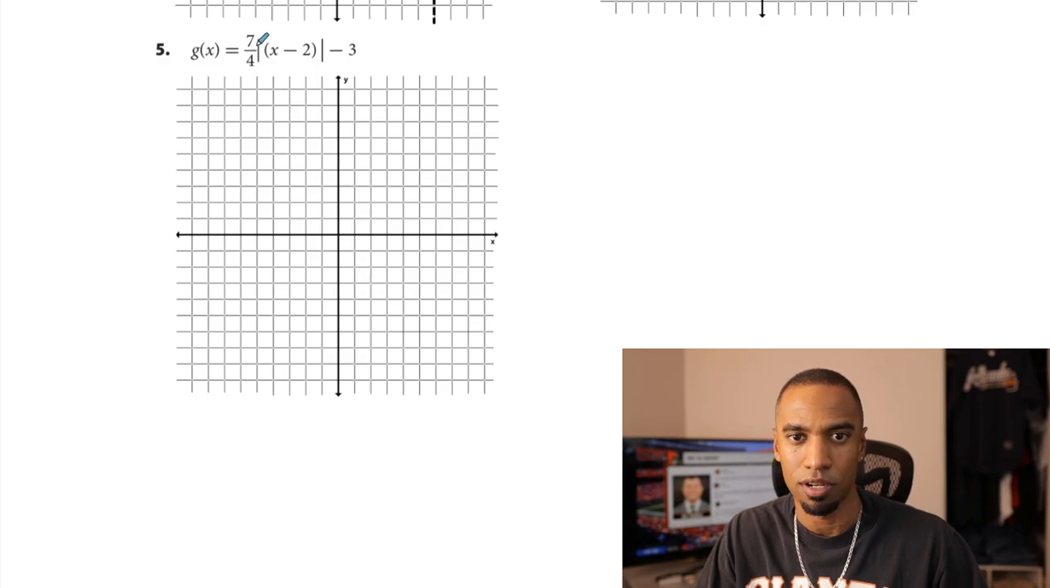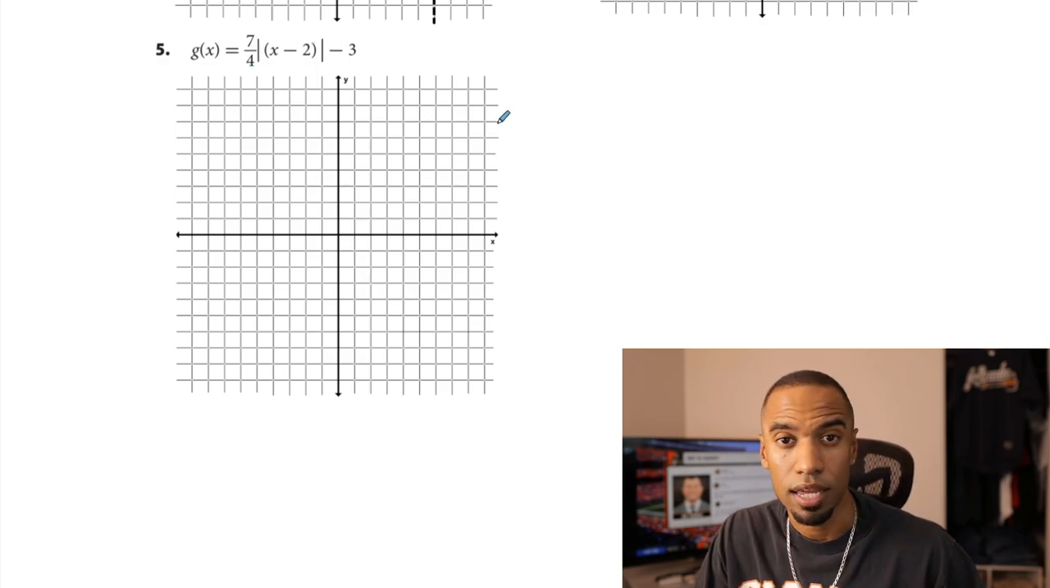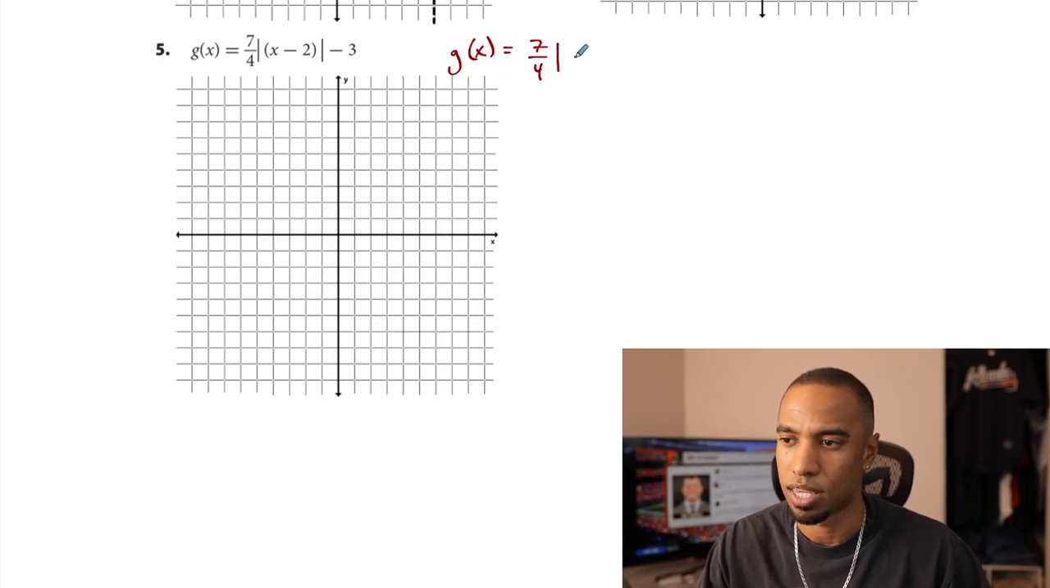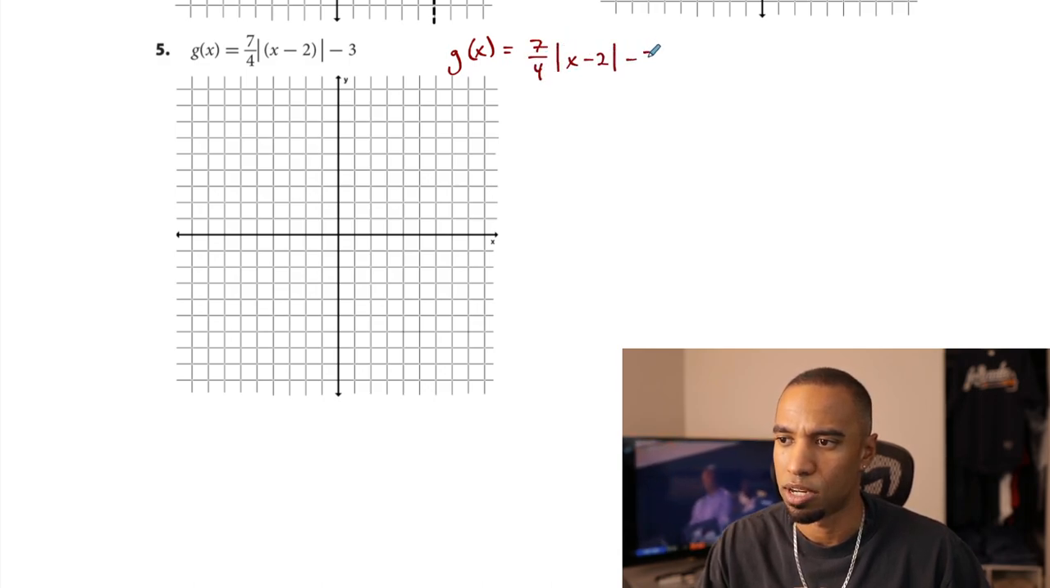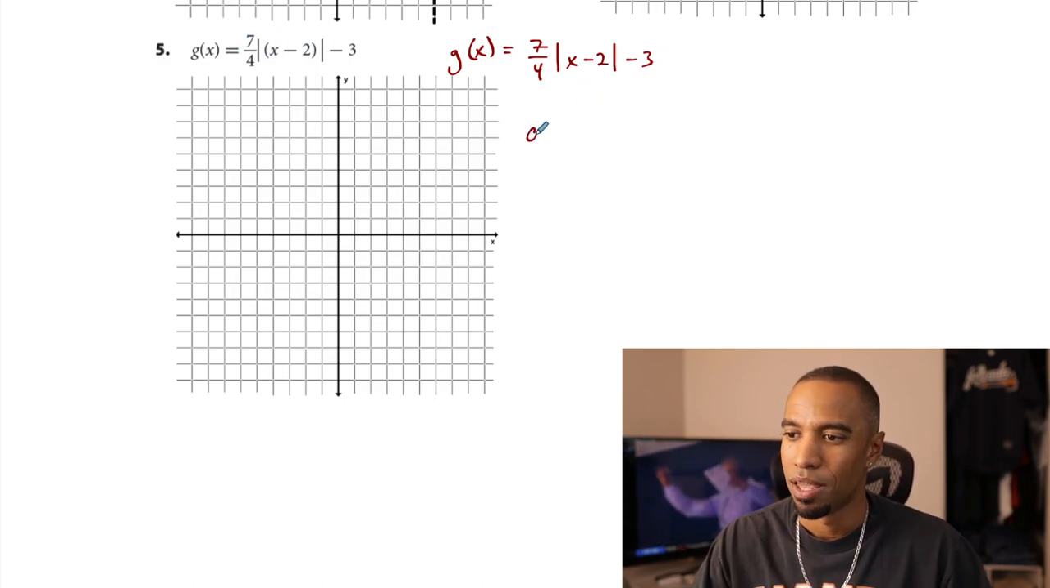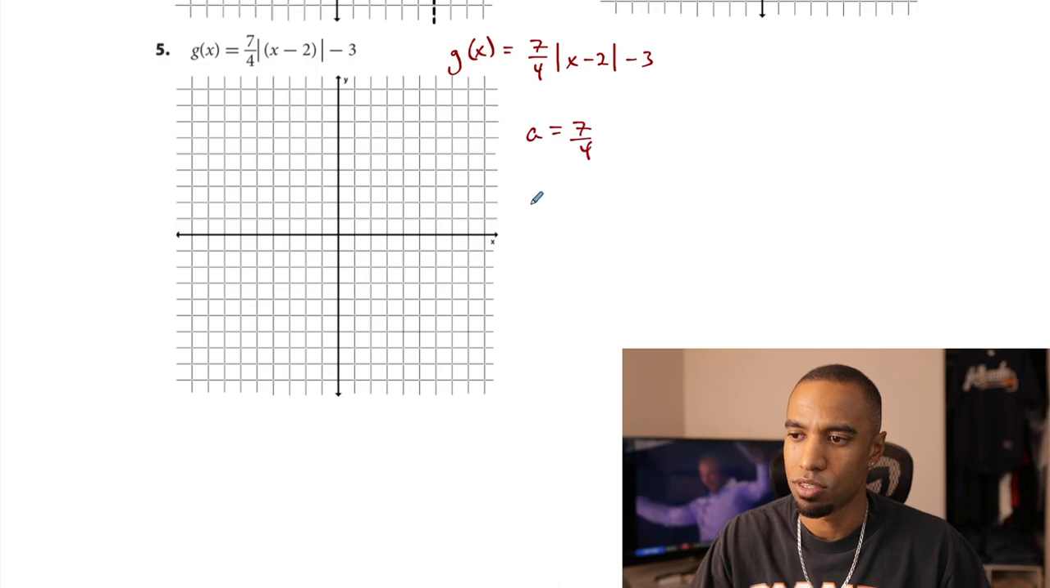You're asked to graph, and I don't know what they'll try and trick you with next, but here you go. For example, they have parentheses around here that are really unnecessary. I'll just rewrite it without them, just to get in that format of what is h, what is k. X minus 2, minus 3. So the parentheses were just decoys. They're not needed. The a value is 7/4. The vertex is 2, -3.